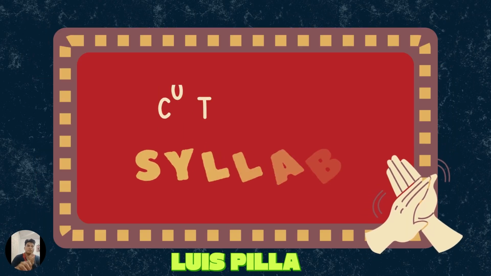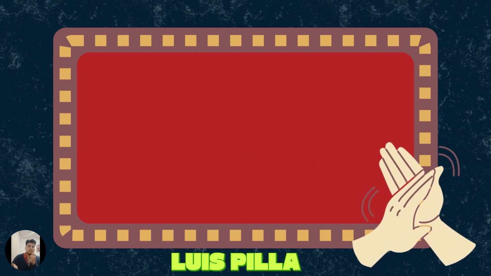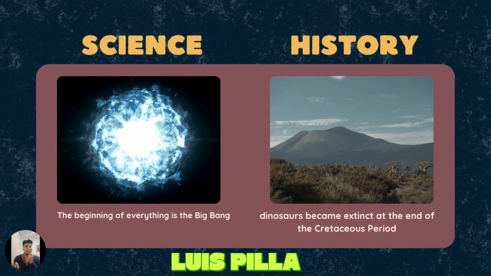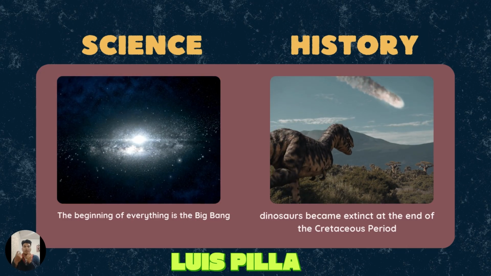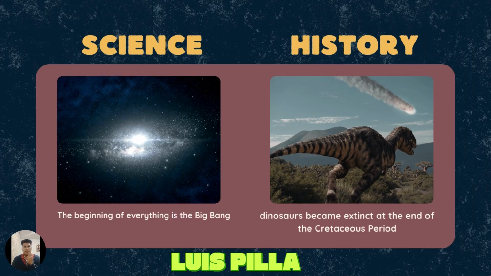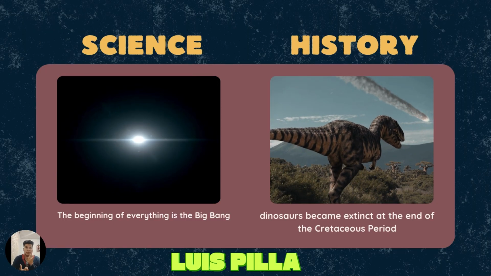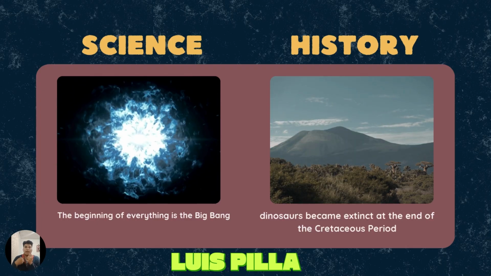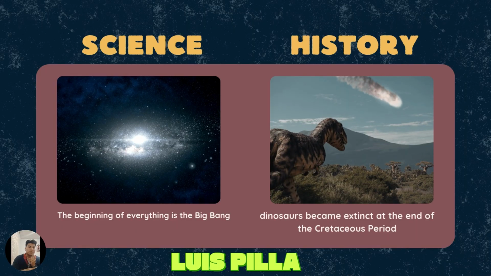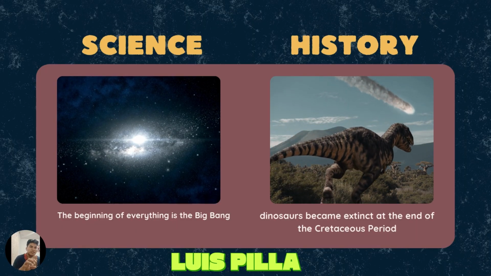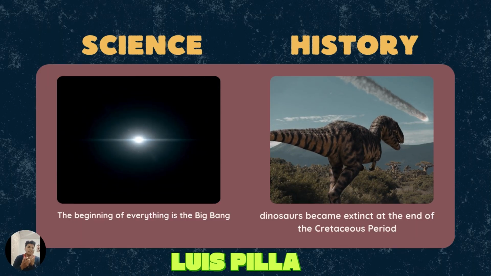Continue. We have content-based syllabus. The content-based syllabus teaches English through academic or real subjects. In this syllabus, students learn a topic and at the same time they improve their English. For example, in this video, we have the Big Bang theory.